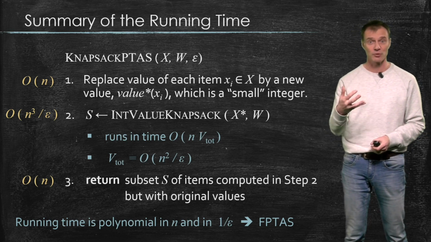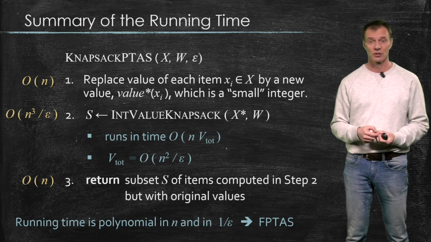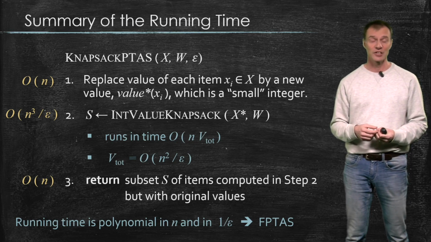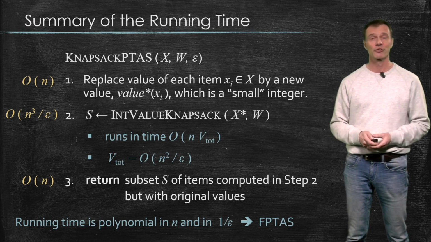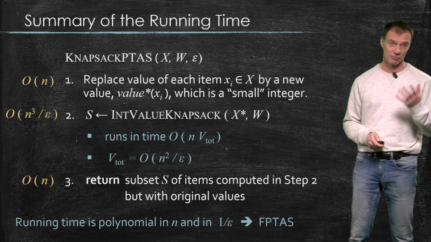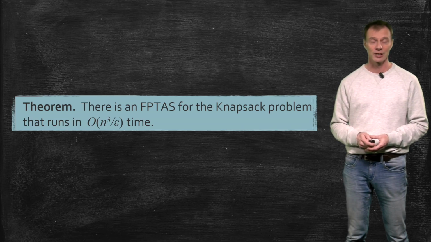What we did was, for the knapsack problem, which was NP hard, we developed a PTAS. And the technique we used is actually much more broadly applicable. So this was the last lesson of the series of lessons on polynomial time approximation schemes, on PTASes. So let's have a short summary after stating the theorem that we proved in this particular lesson. Namely, that for the knapsack problem, there exists an FPTAS, which runs in n cubed divided by epsilon time.